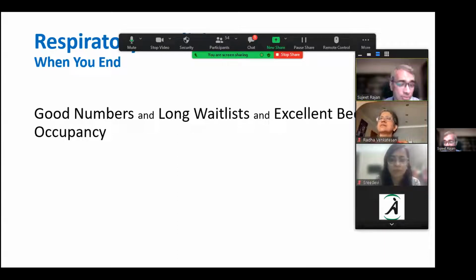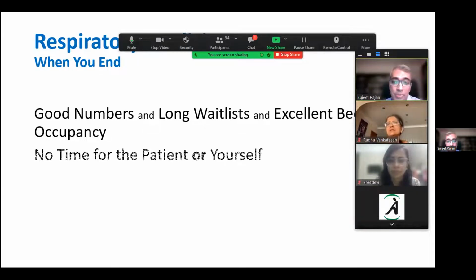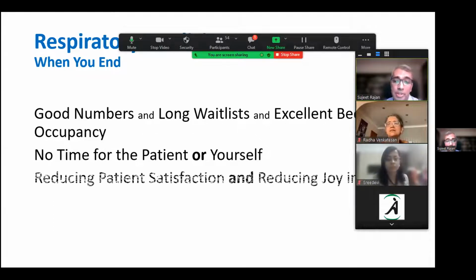And then when you end, or when you're about to retire, as many respiratory physicians do, and some don't till they die, then you have excellent numbers, long wait lists, excellent bed occupancy, but you don't have time, not just for your patient, but you don't have even time for yourself. And I think that is extremely frustrating.